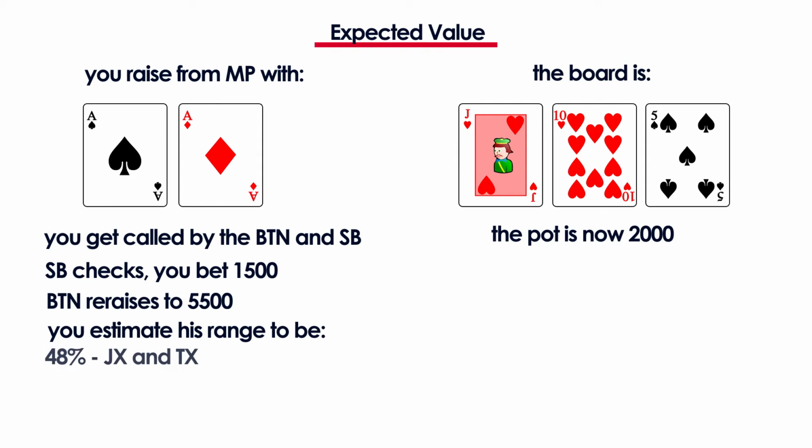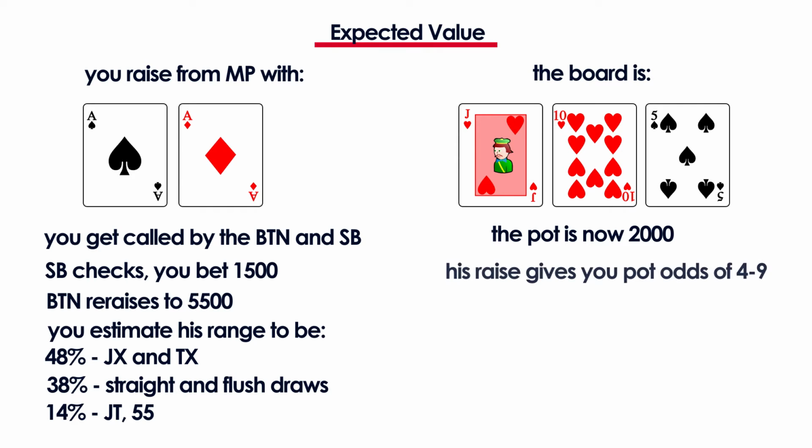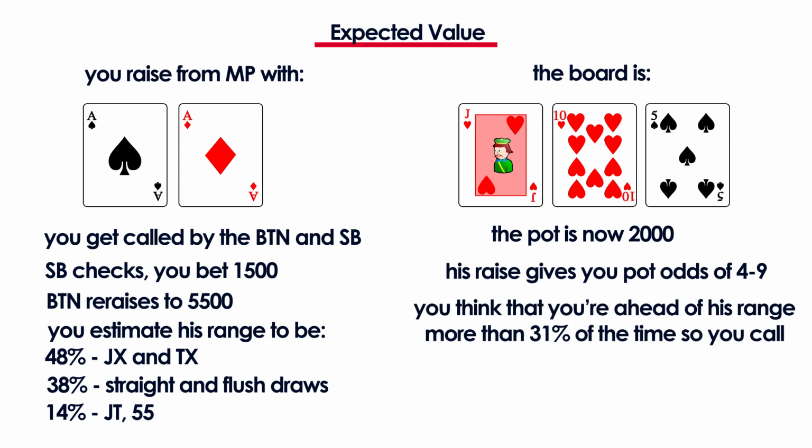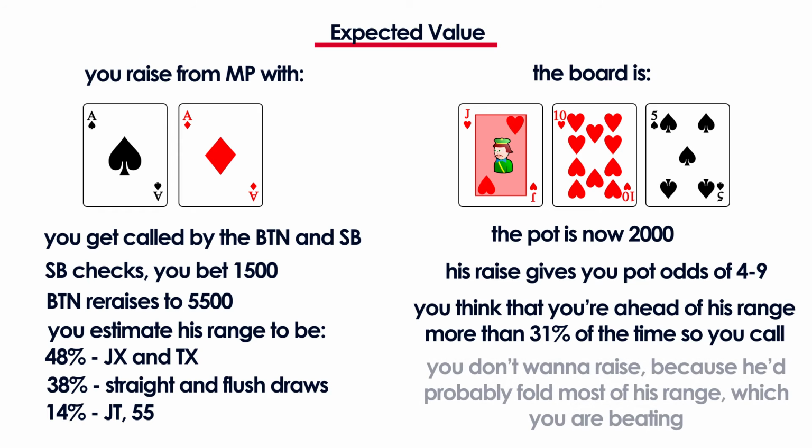All his jacks and tens, which you're beating, 48%. All his straight and flush draws, 38%. All his jack-tens and pocket fives, 14%. His raise gives you the odds of 4 to 9, so you only need to win about 31% of the time to break even. So you call. You don't want to raise because you think it would probably make him fold all his jacks and tens, which you're beating.